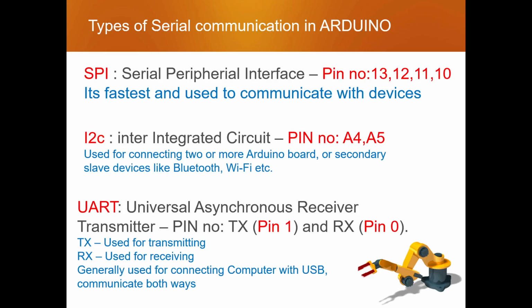Then we have UART, Universal Asynchronous Receiver Transmitter. That is connected at pin number 1 and pin number 0, TX and RX. TX is used for transmitting and RX is used for receiving, generally used for connecting computers with USB. And these have communication on both sides, from the computer to the board and board to computer.